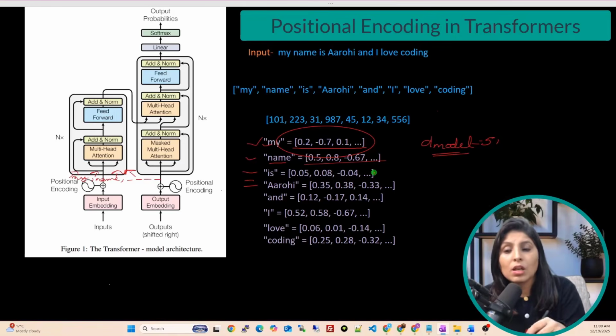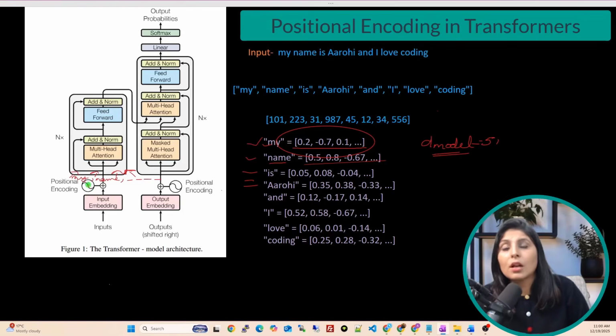And your transformer will not know whether the sequence is "my name is" or the sequence is "is name my". It will not understand anything. It will not know the position of the token. The transformer can only understand the meaning of the tokens using these token embeddings, but it will not understand the position of each token in the sequence.